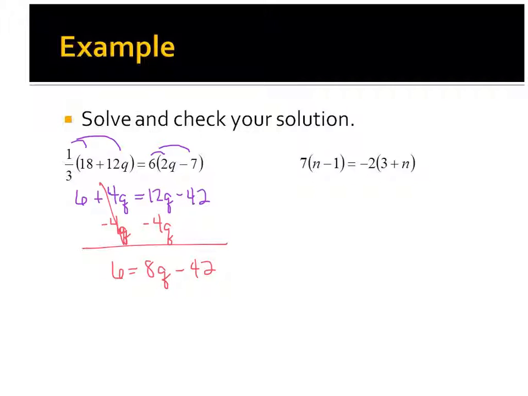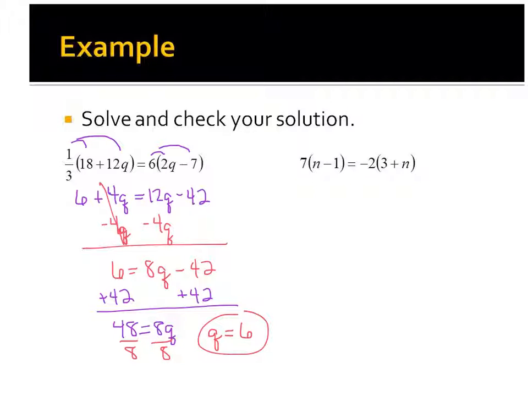So if my Q is on the right, I need my constant on the left. So we're going to add 42 to both sides. 48 equals 8Q. And our last step would be to divide by 8. Q equals 6. And so your check for this one, you're putting 6 in for both Q's, or if there was more than 2 Q's, you'd put it in for every Q.